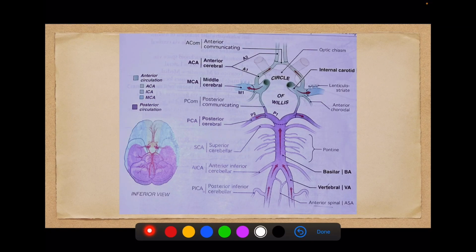Blood supply of the brain stem. We should focus on only a few of the arteries. One is the anterior spinal artery. The other one is the posterior inferior cerebellar artery. The third one, anterior inferior cerebellar artery. And the fourth one is the basilar artery. Mainly the questions are asked based on any of these four arteries getting affected.